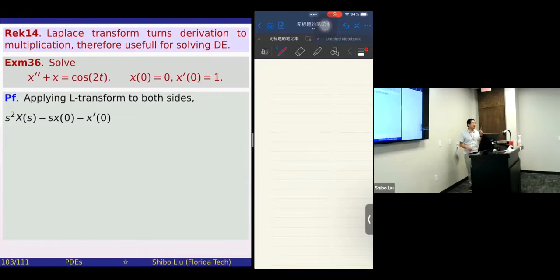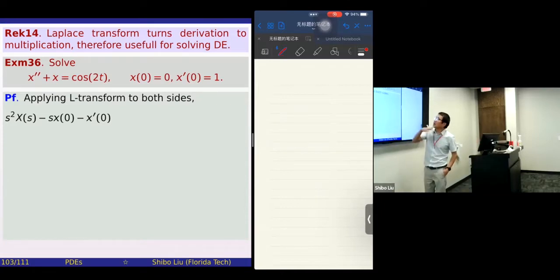Since we only have one variable t, of course the Laplace transform is taken with respect to t. So the left-hand side is what? The Laplace transform of x double prime. We know that the Laplace transform converts differentiation into multiplication.